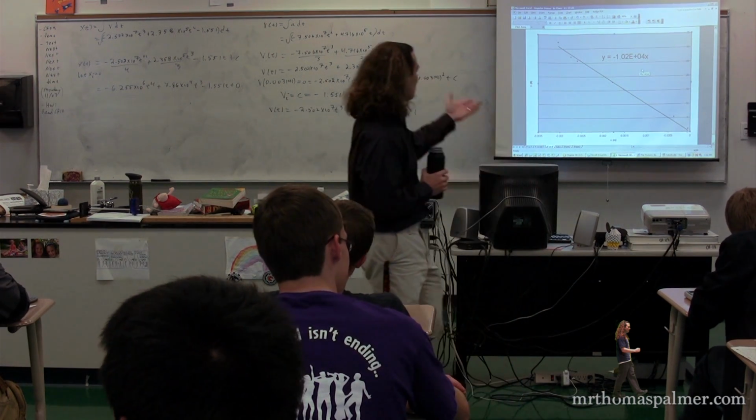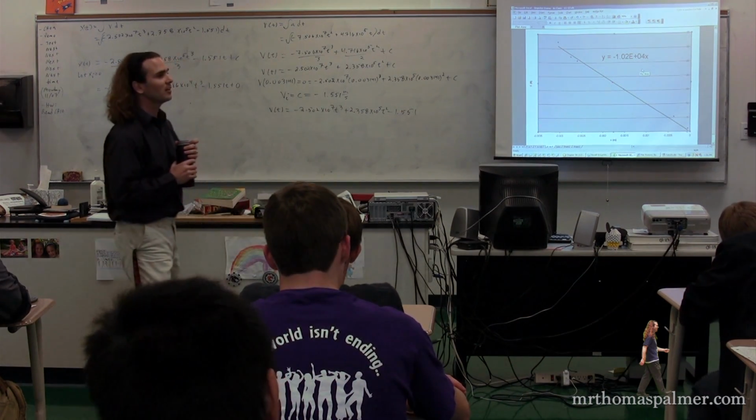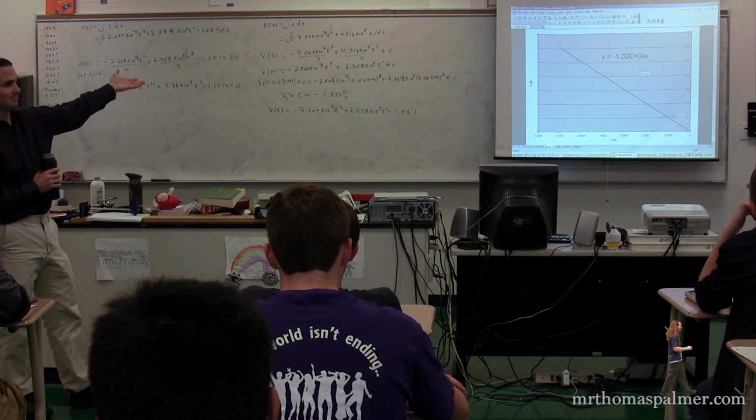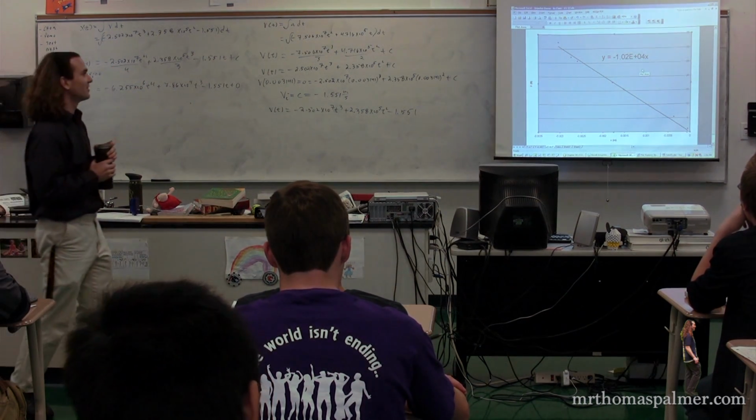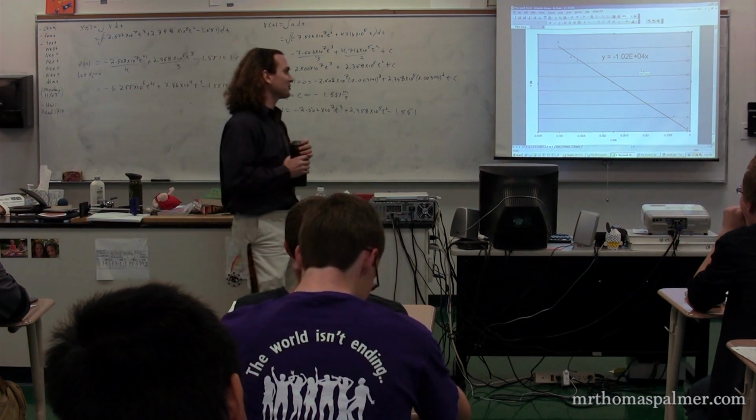The spring constant, well, we graphed the force as a function of position. F equals negative kx. The spring constant right there is 1.02 times 10 to the 4th newtons per meter.